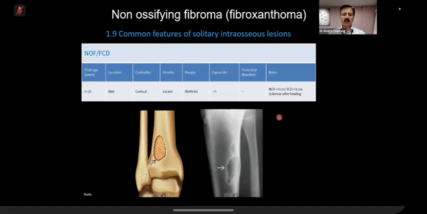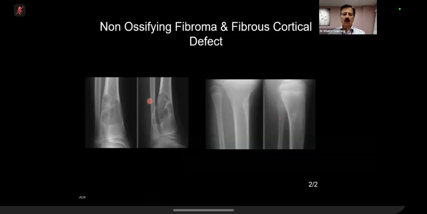Now, the natural history. These lesions arise from the cortex, but of course they project into the medullary cavity. On one view, they might look central, and if it is central, the top differential will be a simple bone cyst. When it becomes eccentric, metadiaphyseal, and with involvement of cortex, then non-ossifying fibroma is up there. And it will have a bit of sclerosis, and there can be internal septations, etc.